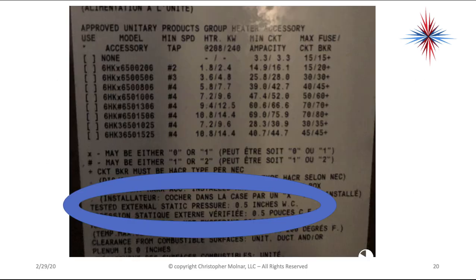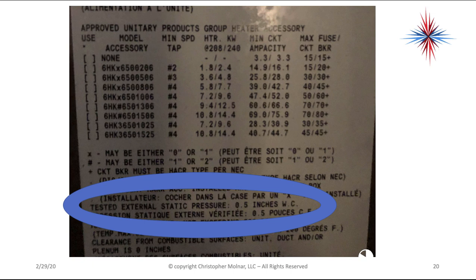Okay, and I just want to, on this one, this is a part of a data plate. I lopped the serial number off just because of privacy issues. But tested, the external static pressure is rated at 0.5 inches water column. So anything above and below that, okay, below I'm okay with because it just means we have really great ductwork. But above that, we just need to be careful, okay? Because there's a ductwork issue, there's an airflow issue someplace.